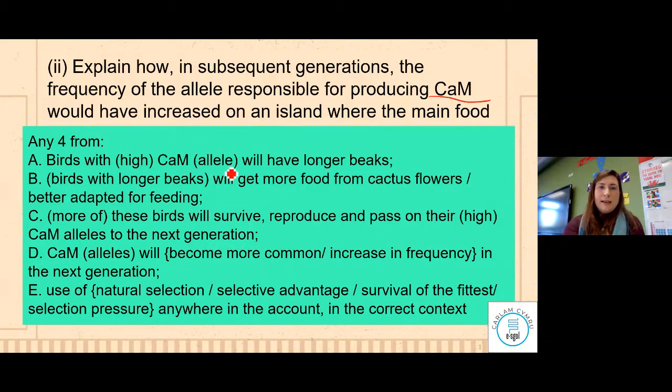So birds with high CAM will have longer beaks. Okay, that was given to you in the image. Birds with longer beaks will get more food from cactus flowers, so they're better adapted for feeding. More of these birds will survive, the idea of survival of the fittest. And so they reproduce and pass on their CAM alleles to the next generation. That means the CAM alleles will become more common or increase in frequency in the next generation. And this is natural selection or survival of the fittest. Okay, so you can say any one of these words within the context of your answer, and there's an extra mark.